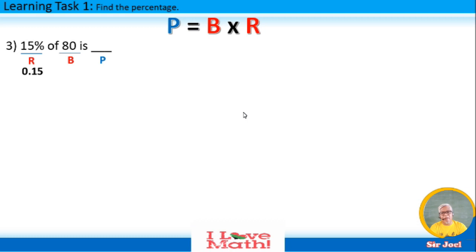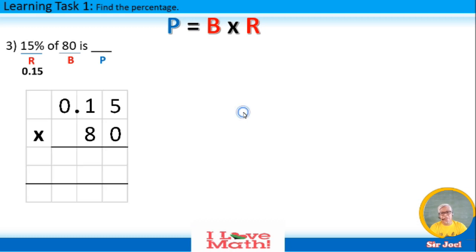To solve this problem, ano ang gagawin nyo? Pwede siyang 0.15 times 80. Yan. Kayo ang magkukompleto ng example number 3. Do not forget, meron kayong 2 decimal places sa tanong. Kaya dun sa baba, mag-move kayo ng 2 places to the left. Okay? Next, sample number 4.